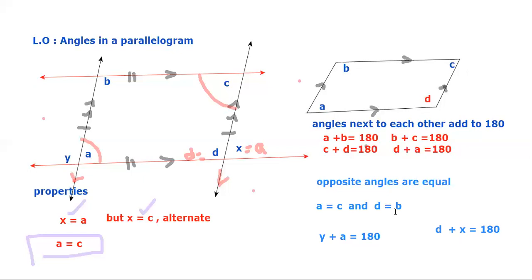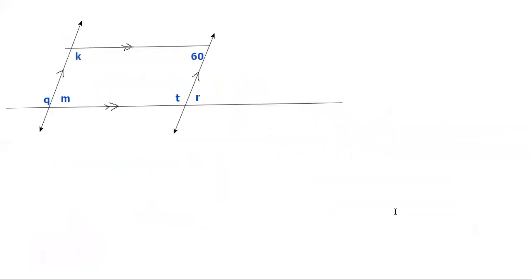Okay, let's continue. Let's solve this one. Find the missing angles. Here we want to find the angles. We know that M is opposite to 60. So M is also 60, guys, and it's over. M is 60, so we don't need to go so much further.